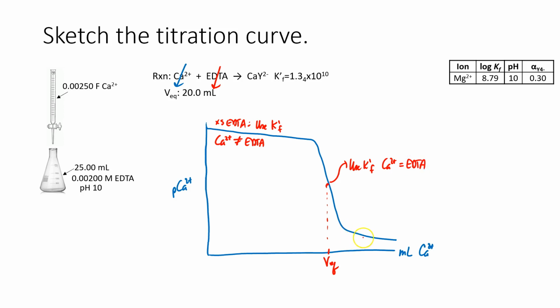And then finally, beyond the equivalence volume, that's where not only have you added enough calcium to bind all of this EDTA, you've added some excess. And you wouldn't have to use the conditional formation constant. You would just take your excess moles of calcium and divide by the total volume. So we didn't do any calculations on this type of an example. I hope you try one on your own, and thanks for listening.